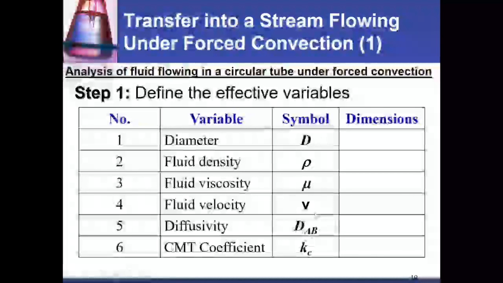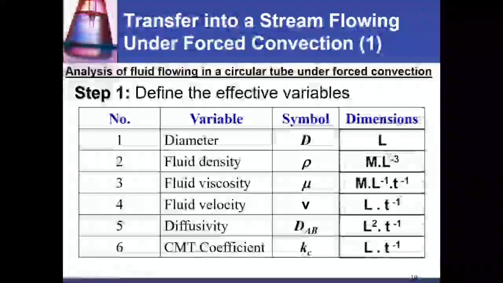Diffusivity is also a factor here, because as we discussed in chapter 24, the Kc, the convective mass transfer coefficient, is a function of the diffusion coefficient. And the overall convective process is also a function of the convective mass transfer coefficient. CMT is convective mass transfer. And the dimension of diameter, as you know, is length.